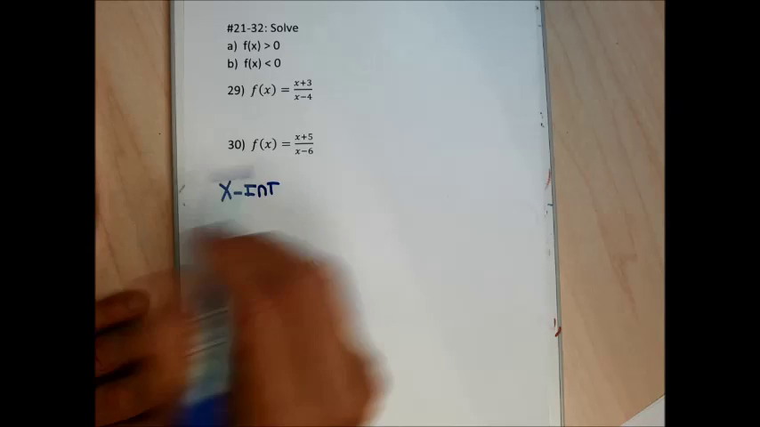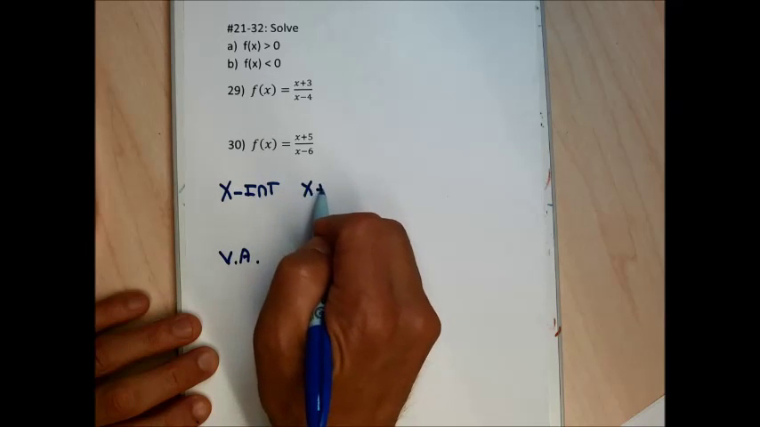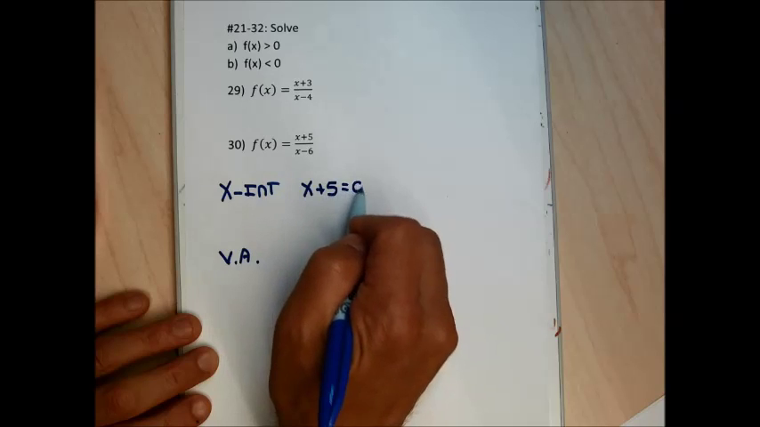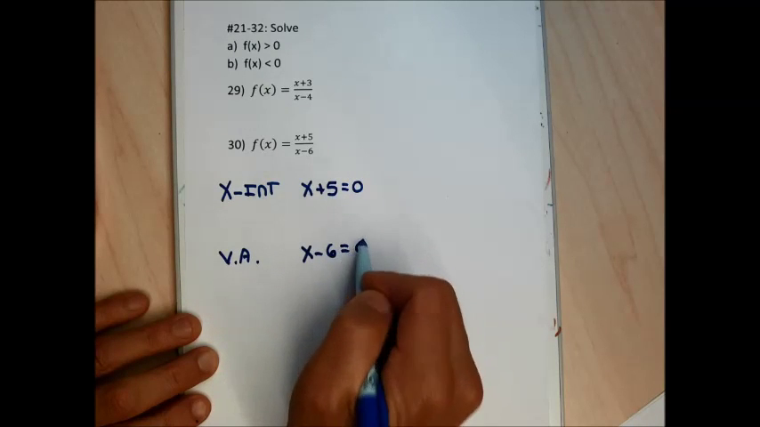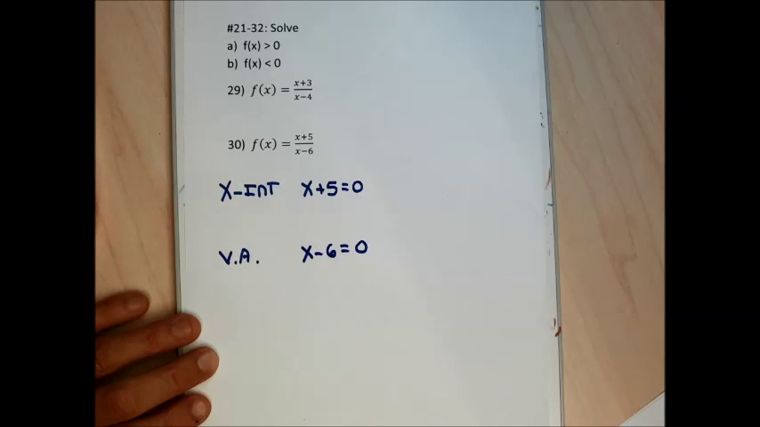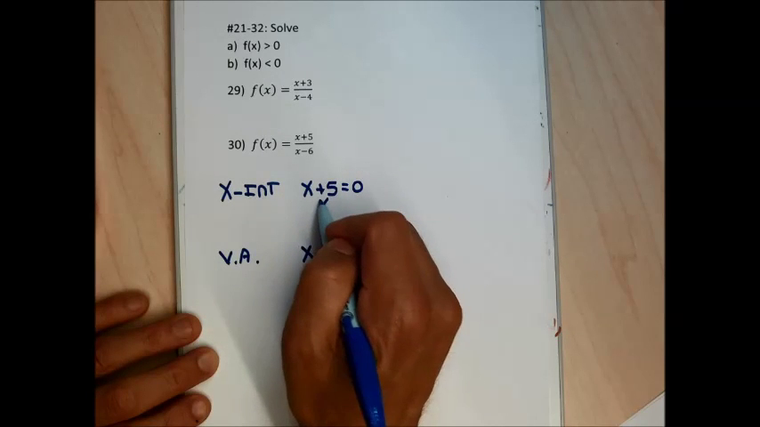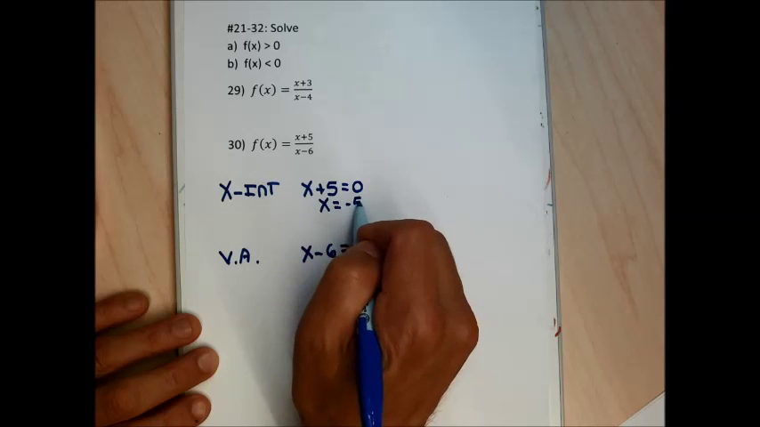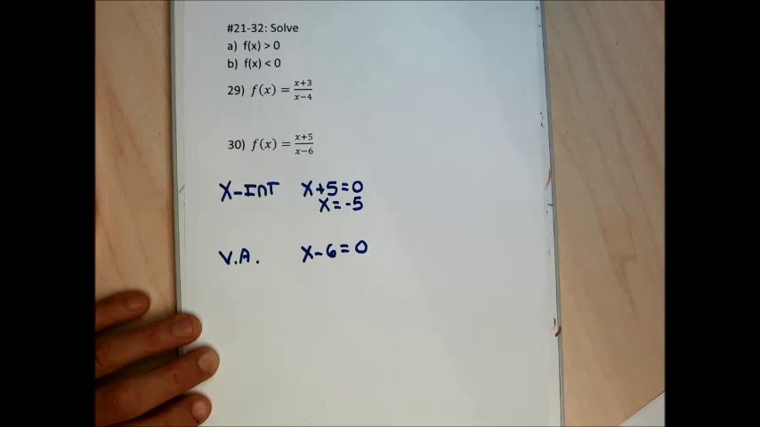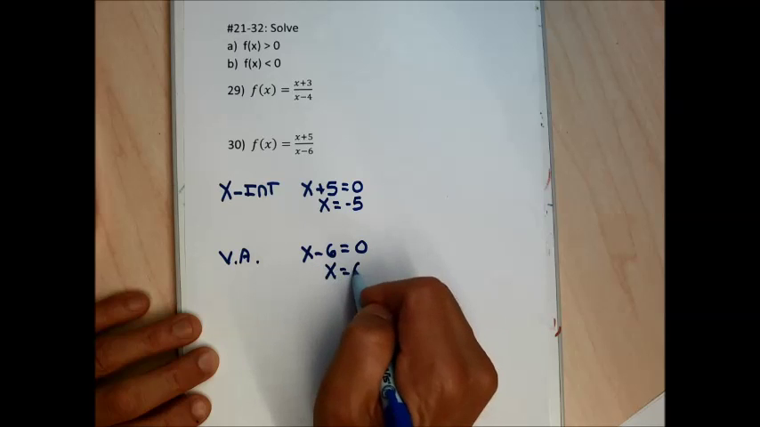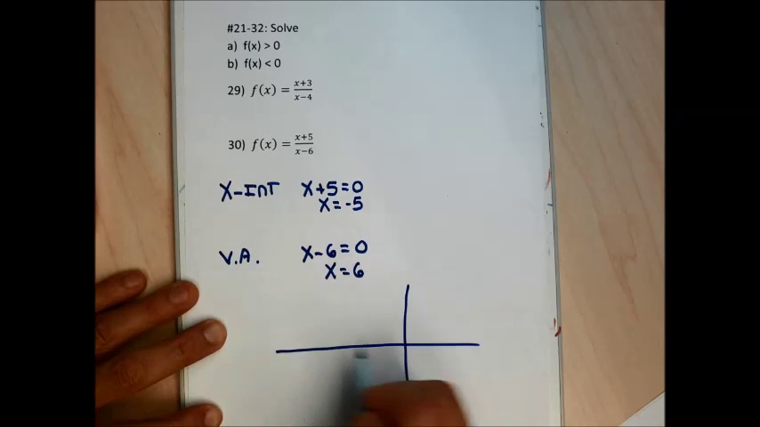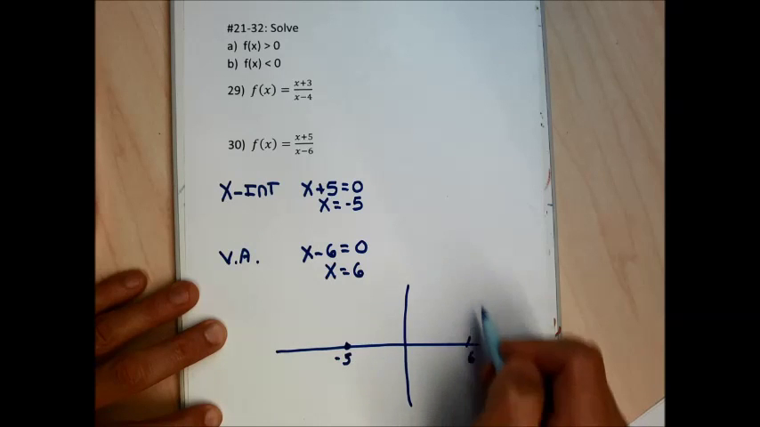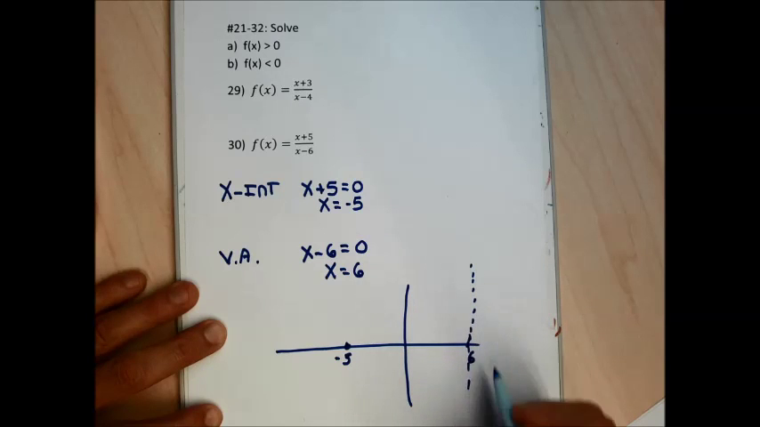To get the x-coordinate of the x-intercept, the slick way to do it is just to set the numerator equal to 0. To get the x-coordinate of the vertical asymptotes, you set the denominator equal to 0. So the numbers I'm going to plot on my x-axis are x equal to -5, which is the x-coordinate of the x-intercept, and x equal to 6, which is the x-coordinate of the vertical asymptote. When I go to sketch a graph, I need to have -5 marked, which is an x-intercept, +6 marked, which is going to be a vertical asymptote.